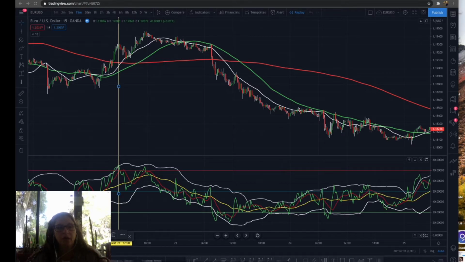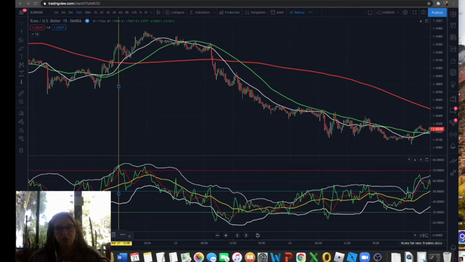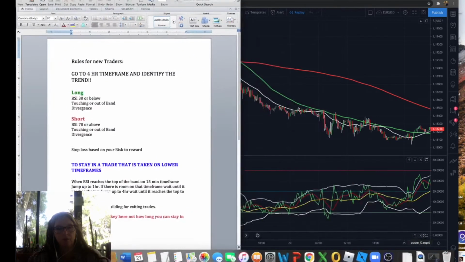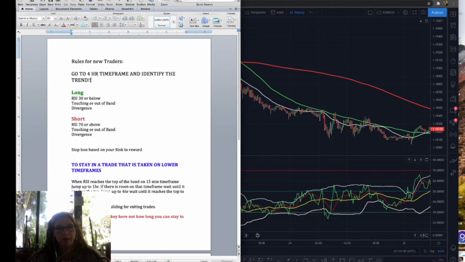So starting out, there are some basic rules to this, and I have made a cheat sheet that is attached at the bottom that goes over everything that we're going to talk about today.